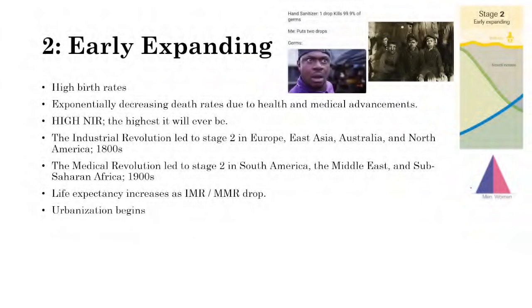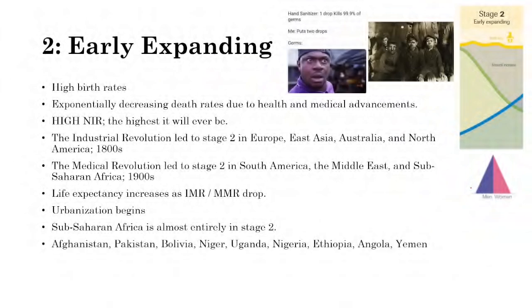Urbanization also begins. People are moving from rural to urban areas, and urban areas are beginning to grow. We saw that with the Industrial Revolution, as the factories and the major job opportunities were located in the big urban areas like London. Sub-Saharan Africa is the most recent to enter stage 2, and it is almost entirely in stage 2. There are a few exceptions of countries south of the Sahara, like South Africa, that's in stage 3, but they're not in stage 4 and they're not in stage 5.